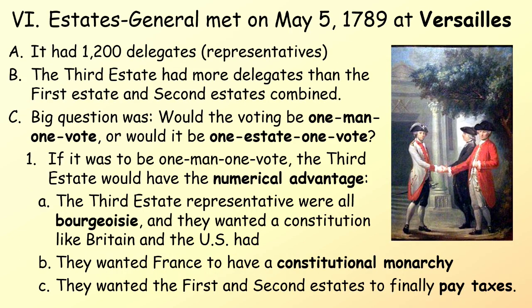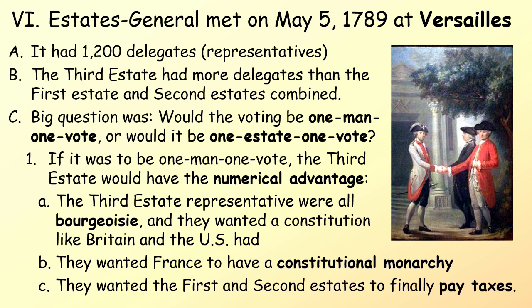The Estates General finally met on May the 5th, 1789, at the Palace of Versailles. It had 1,200 delegates, representatives, and the Third Estate had more delegates than the First Estate and the Second Estate combined.